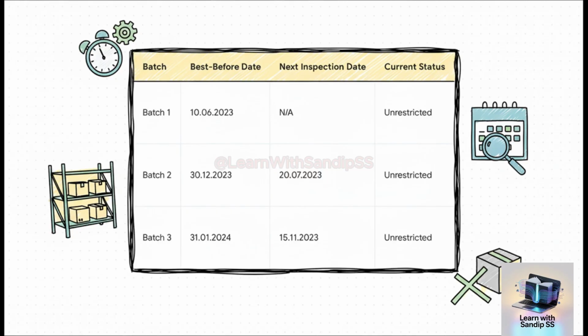See batch 1? Its best before date is already in the past. Batch 2, its next inspection date is just 5 days from now. And batch 3? Well, it looks okay for a while. But here's the kicker. Notice how all 3 of them are currently in unrestricted status. That means anyone in the company can grab them and use them right now. That's the situation we need the system to fix.